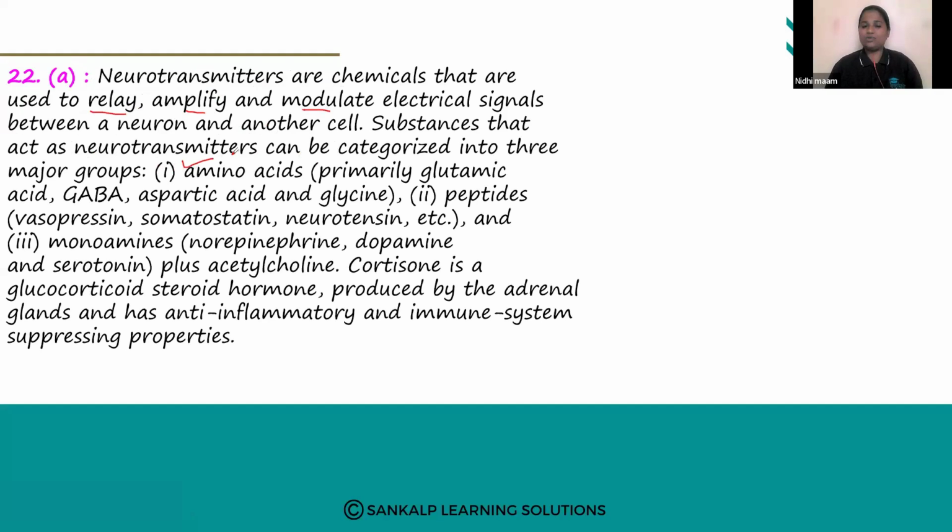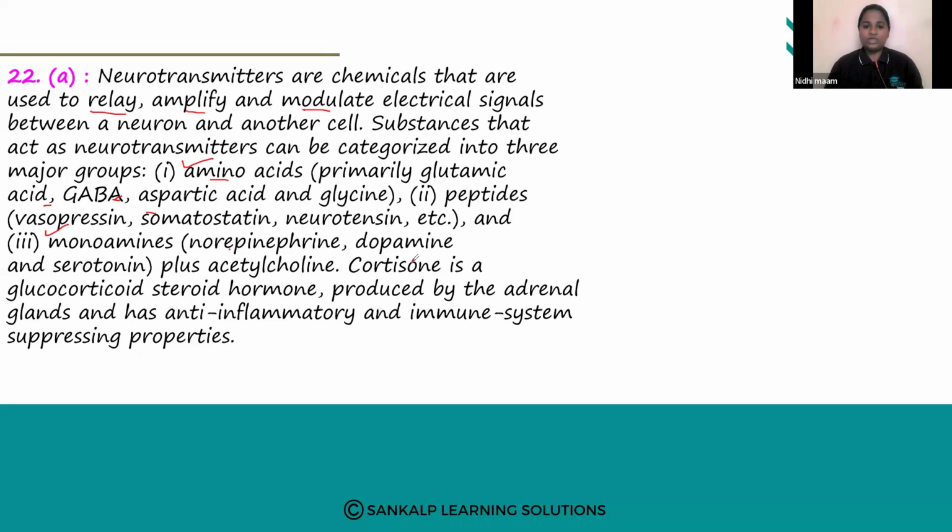Amino acids may act as neurotransmitters. Peptides can act as neurotransmitters. Monoamines can act as neurotransmitters. When we consider amino acids, usually glutamic acid, GABA, aspartic acid, and glycine can act as neurotransmitters. Among the peptides, vasopressin, somatostatin, and neurotensin can act as neurotransmitters. Monoamines: norepinephrine, dopamine, and serotonin, plus acetylcholine. So these all act as neurotransmitters.